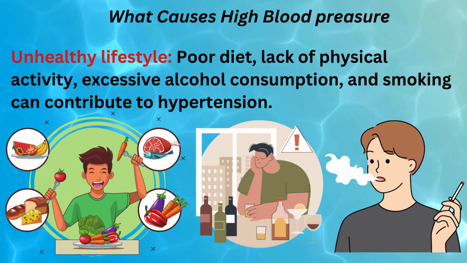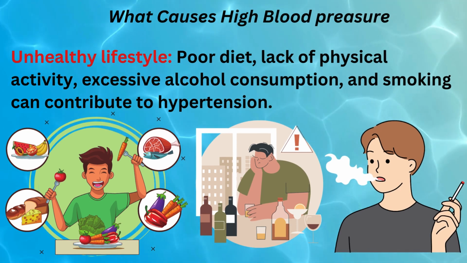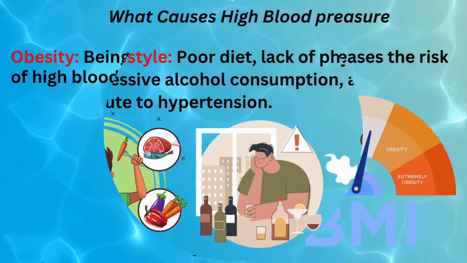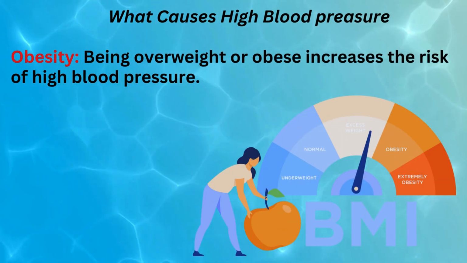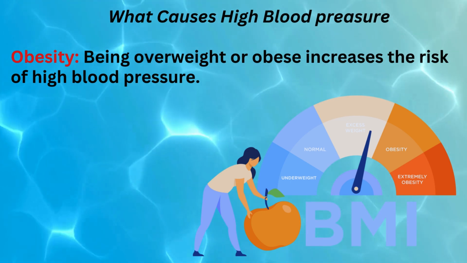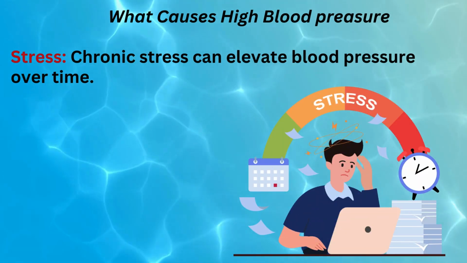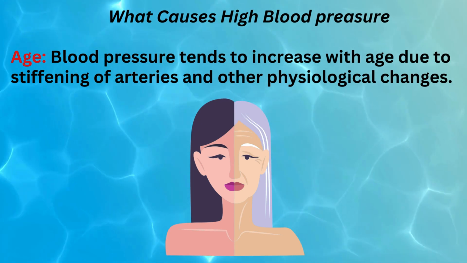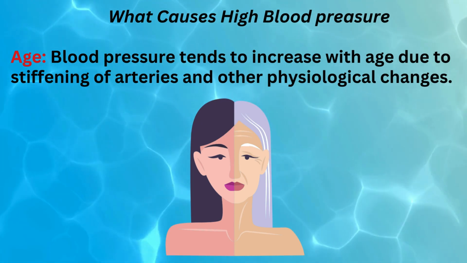Unhealthy lifestyle like poor diet, lack of physical activity, excessive alcohol consumption, and smoking can contribute to hypertension. Being overweight or obese also can increase the risk of high blood pressure. Chronic stress can lead to high blood pressure over time. Blood pressure tends to increase with age due to stiffening of arteries and other physiological changes.